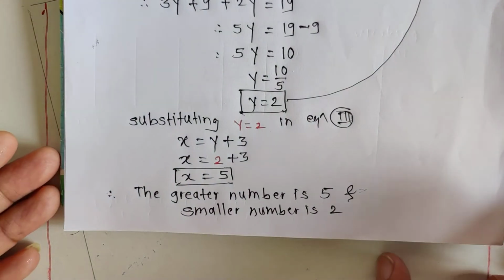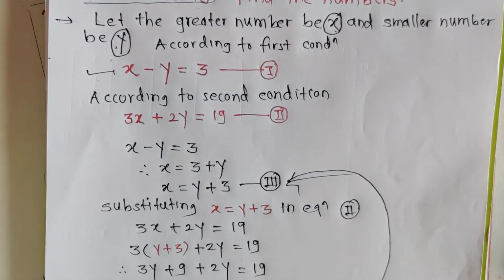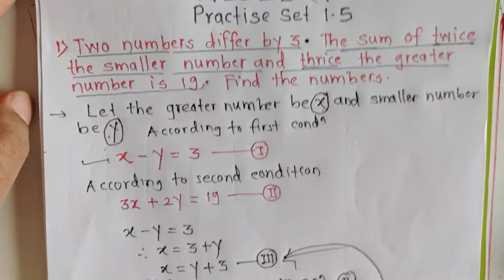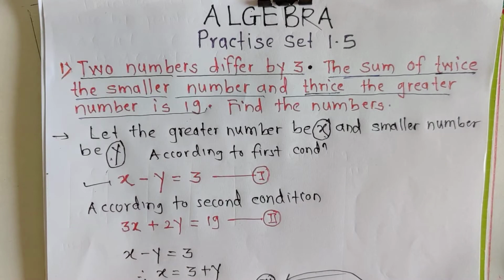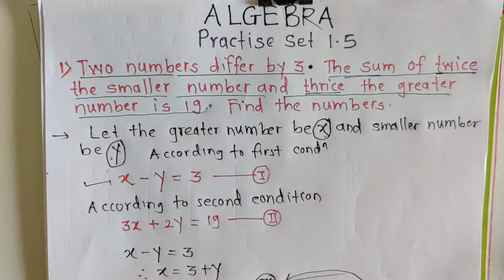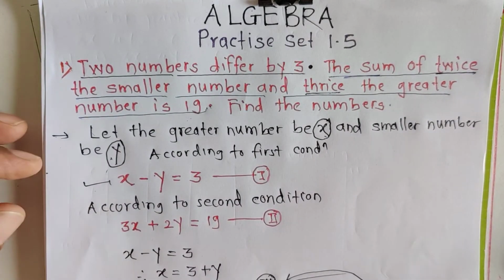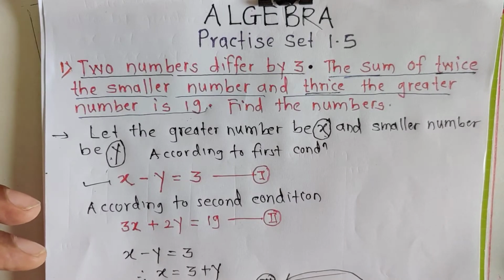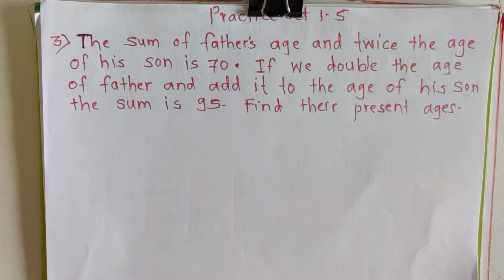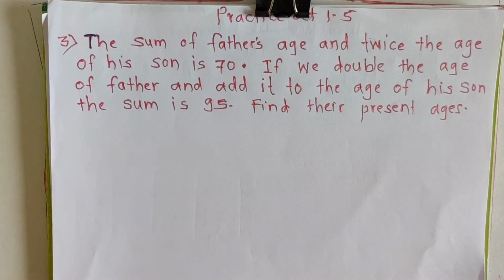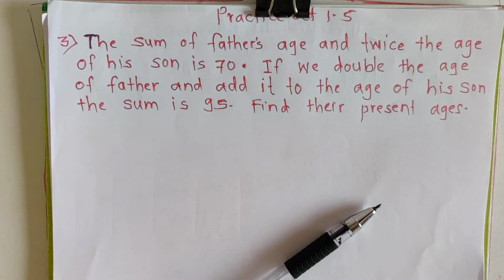So in this way we can easily solve that statement sums. If you read that statement sum carefully, then you get the idea how to solve this equation. Now let us see more sums from this chapter. So students, here it is the third sum from practice set 1.5. First, read that sum carefully.